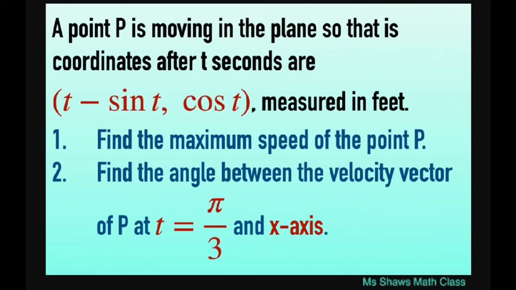A point P is moving in the plane so that its coordinates after t seconds are (t − sin t, cos t). So basically this is your x and your y, measured in feet. We're going to find the maximum speed of the point, and then we're going to find the angle between the velocity vector at P at t = π/3 and the x-axis.